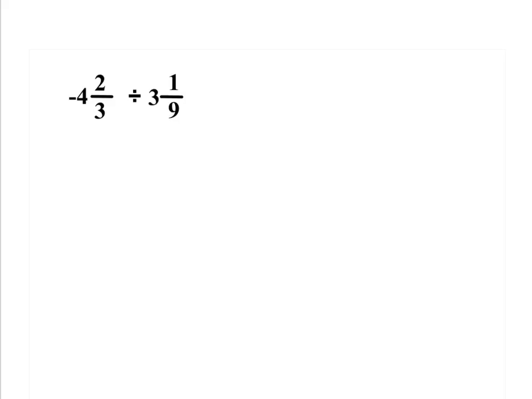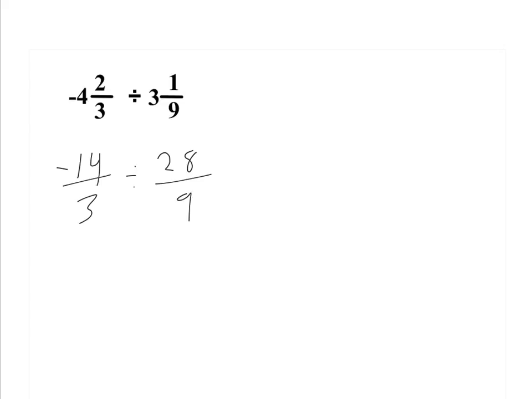Negative 4 2/3 divided by 3 1/9. Before I can divide or multiply, we always have to change them to improper fractions, right? That's not necessarily the case for adding and subtracting, but it is for multiplying and dividing. You have to change them to improper fractions. So 4 times 3 is 12. 12 plus 2 is 14. So I've got negative 14 over 3. Divided by 3 times 9, which is 27. 27 plus 1 is 28 over 9.